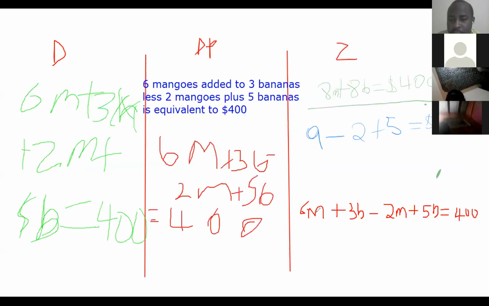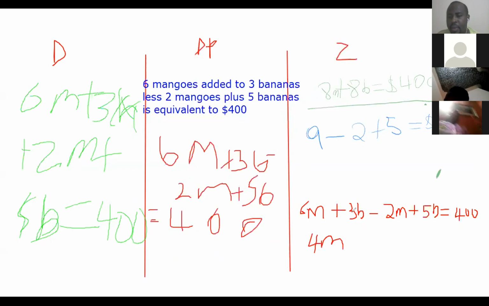If I had 6 mangoes and I gave away 2, how many mangoes do I have left? 4, sir. So the simplified version will be 4M.